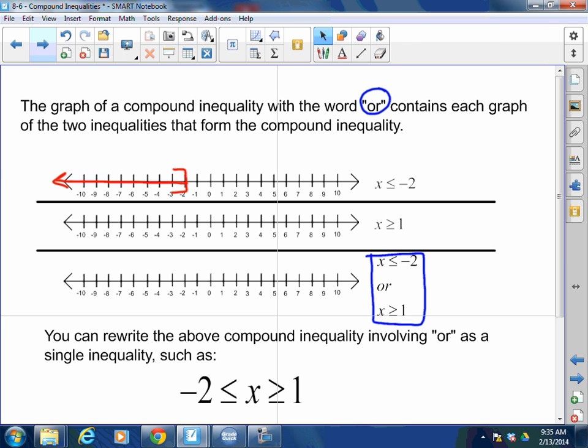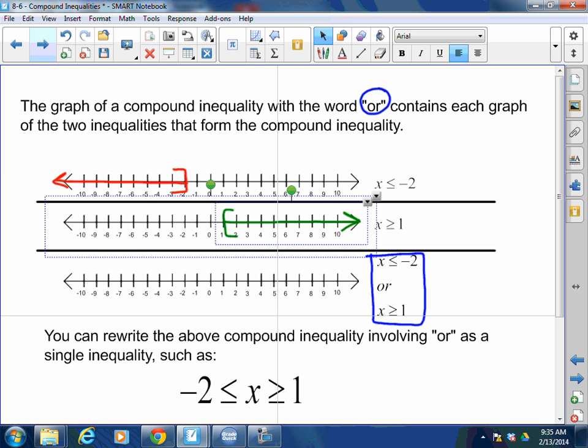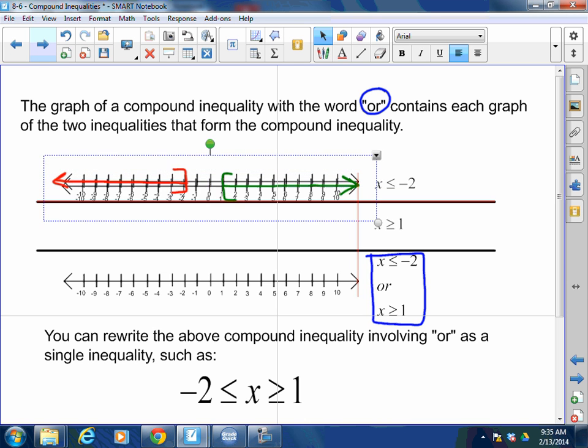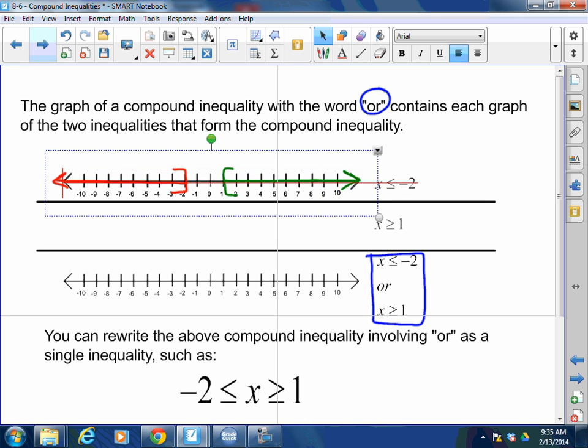Does that make sense? X is greater than or equal to 1, bracket, greater than 1. Everyone with me so far? How do I create the union of these two? Just like before, I'm basically superimposing this guy on top. Come on, don't mess up now. There we go. On top of this guy.